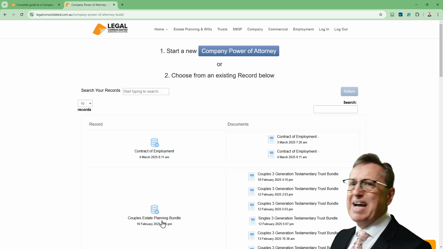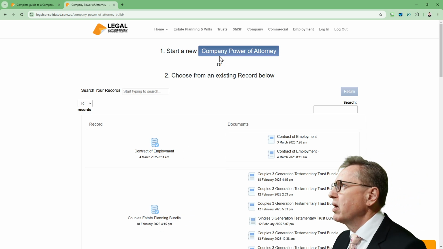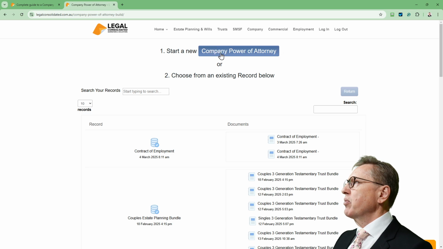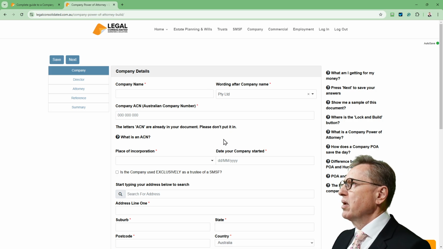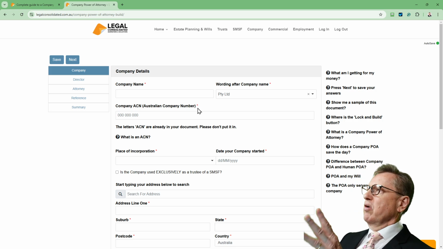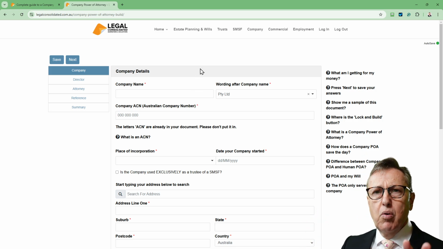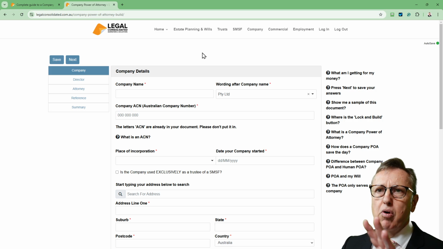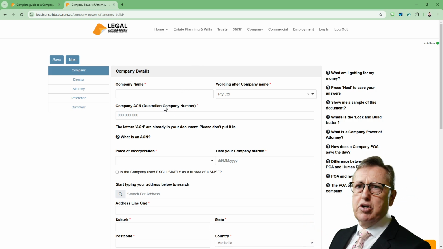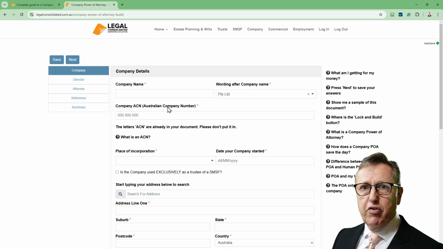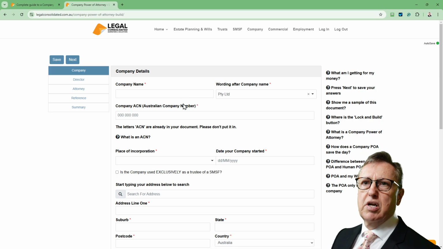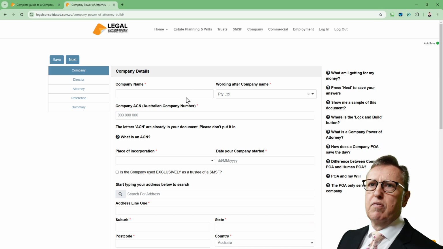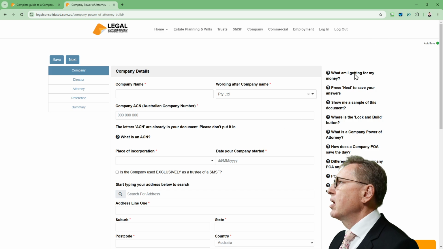I can pick up data from an old document, but I'm going to start the company power of attorney fresh. So what have we got here? Well, we're a law firm. We're an Australian law firm, and we're online. So we predominantly service other law firms, accountants and financial advisors. Other law firms generally white label the documents.